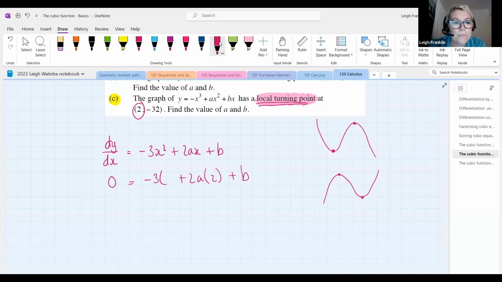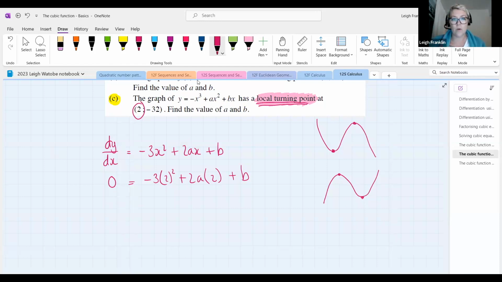Sorry, one more question. Why would you not make it equal to negative 32? Because you are working with the gradient. y is equal to negative 32 when x is equal to 2. But f of x, f prime x, or dy over dx is equal to 0 when x is equal to 2 because it's a turning point. Does that make sense to you? Yes. Okay. So you are going to do that as well.